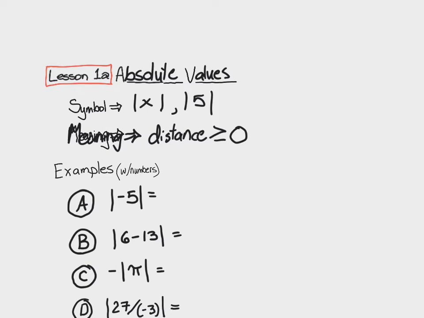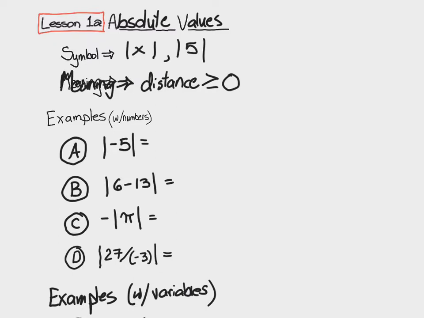So for our first example, the absolute value of -5 is, again, asking ourselves, what is the distance from 0? And so the distance would be 5. Sometimes they're going to give you an expression inside, such as 6 minus 13. And so that we have to do first before we consider the absolute value. In this case, we get the absolute value of -7, which again, how far is that from 0?